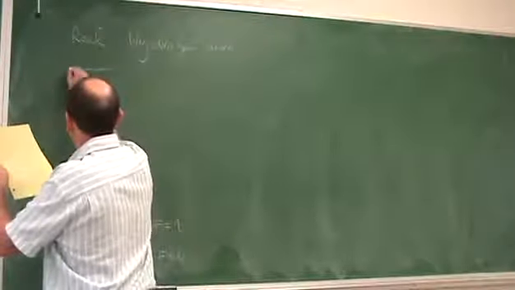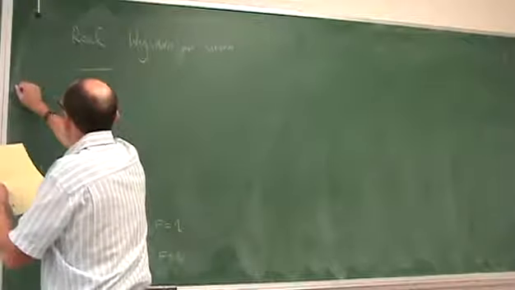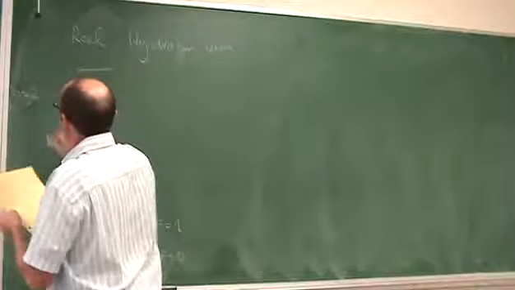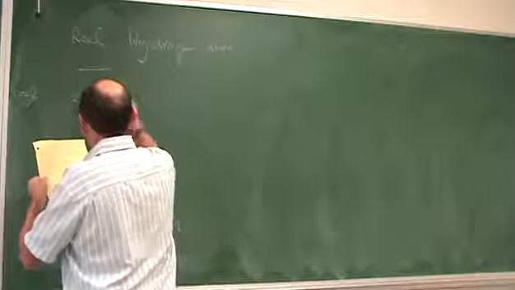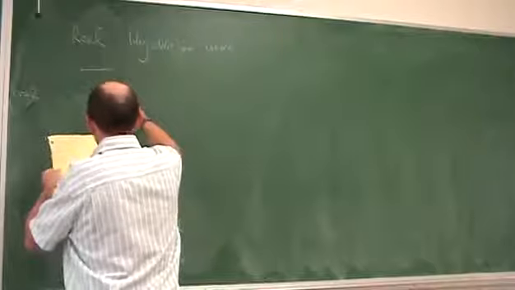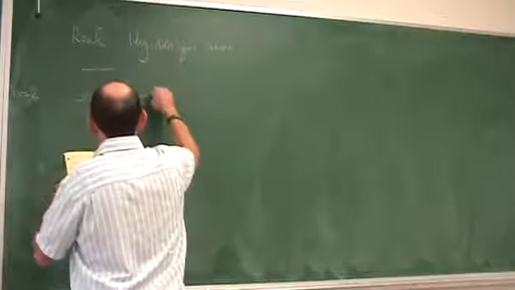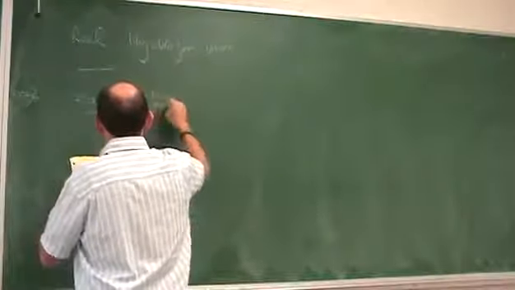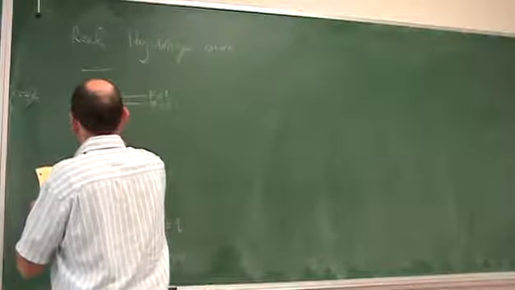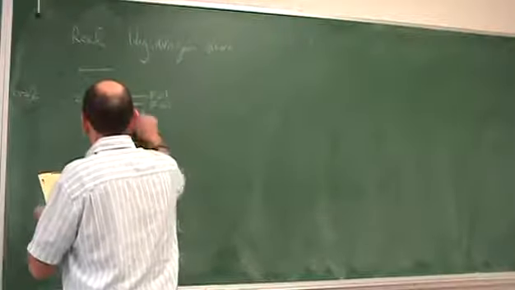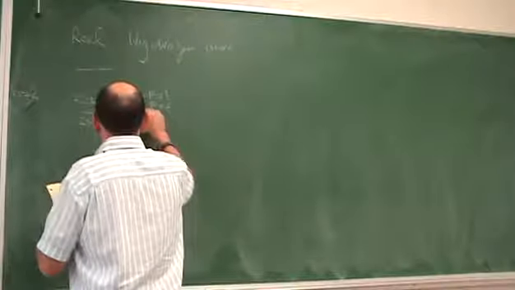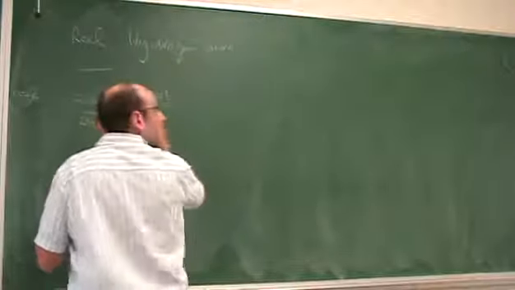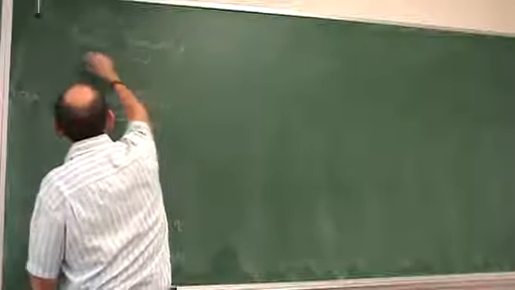This is all the n equals 2 manifold, where we have the 2p 1/2 now gets split up into F equals 1 and F equals 0. The 2s 1/2 gets split up as well in terms of these.